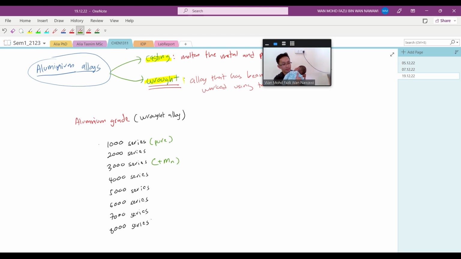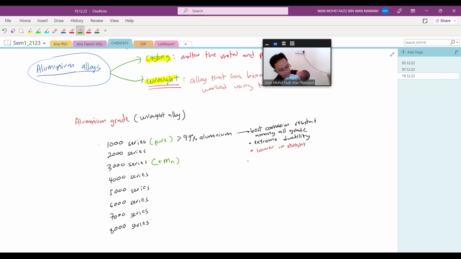1000 series is pure, but it's not 100%. It's more than 99% aluminium. They are among the best in corrosion resistance among all grades, and they have extreme ductility. But the problem with this 1000 series is that they are lower in strength.